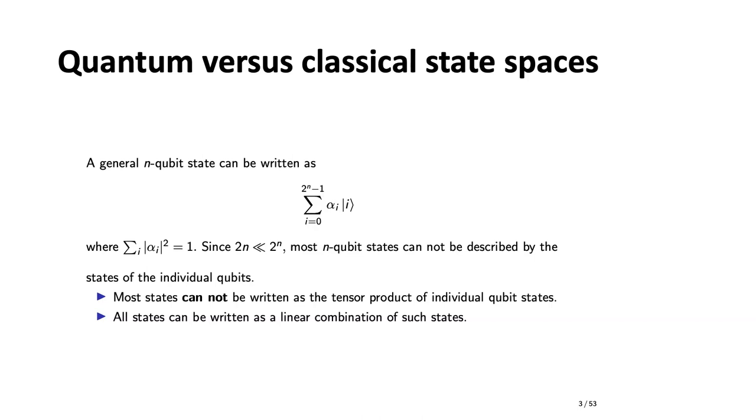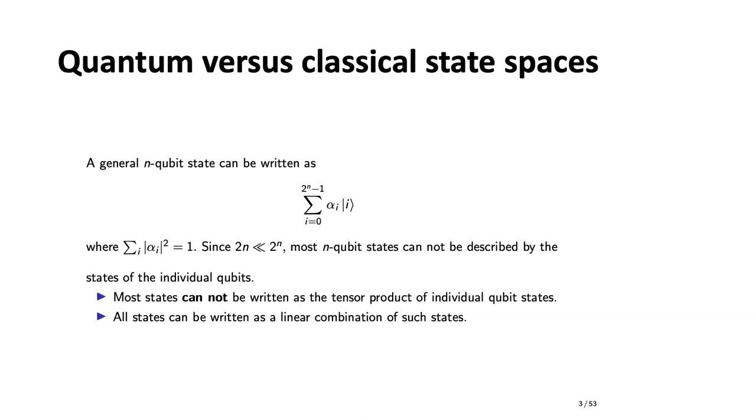So now what is happening? Since 2n is much less than 2 to the power n. So 2 to the power n, where does this number come from? Notice that we have n qubits. Notice that each qubit can be expressed as a linear combination of two vectors, let's say horizontal and perpendicular. So think a little bit combinatorially, and we are going to see that the question of interest is 2 to the power n. So that means since 2n is much less than 2 to the power n, most n qubit states cannot be described by the states of the individual qubits.